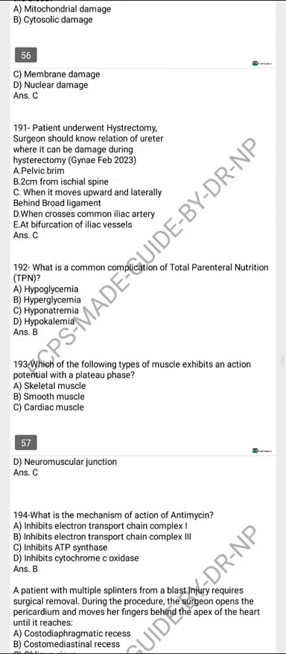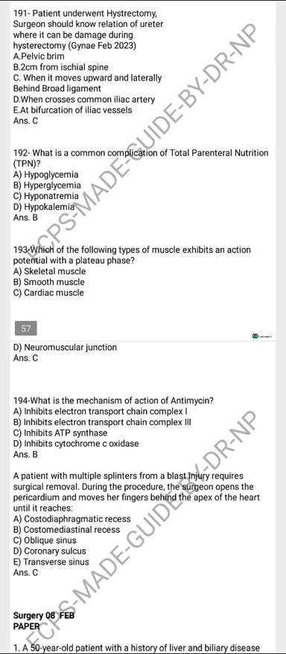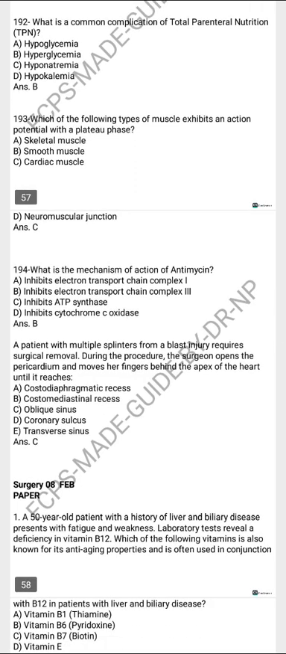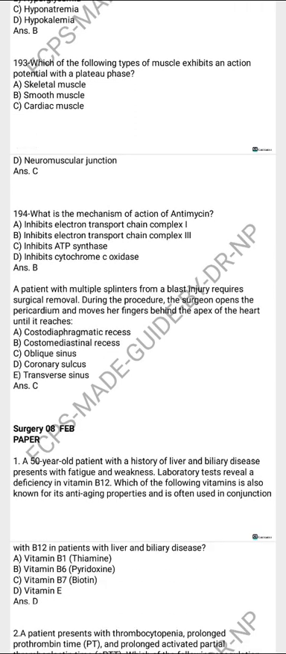The patient underwent a hysterectomy. Where can the ureter be damaged during the hysterectomy? It moves downward and medially behind the broad ligament. What is a common complication of total parenteral nutrition? Hyperglycemia. Cardiac muscle exhibits an action potential with a plateau phase. The mechanism of action of antimycin is to inhibit electron transport chain complex 3.